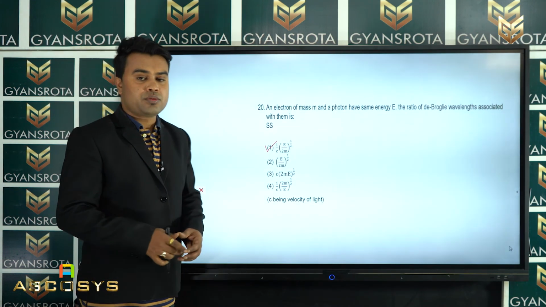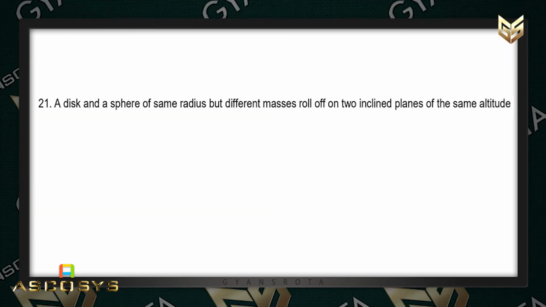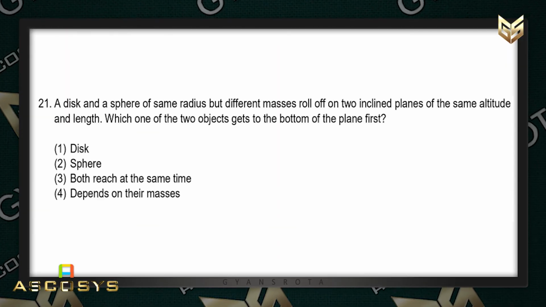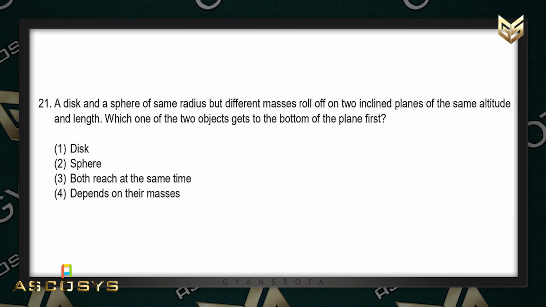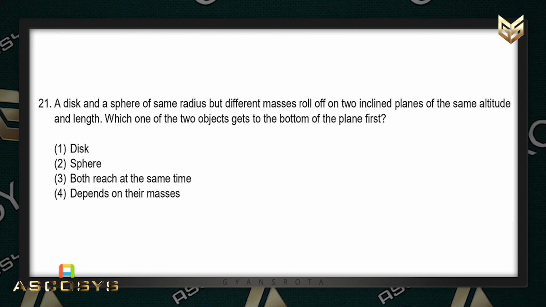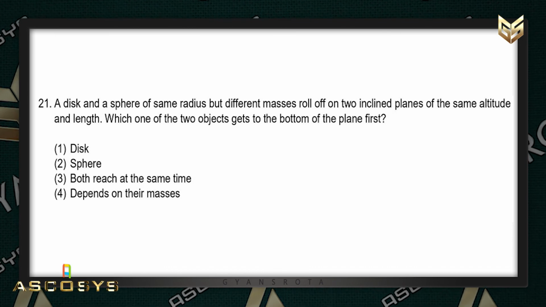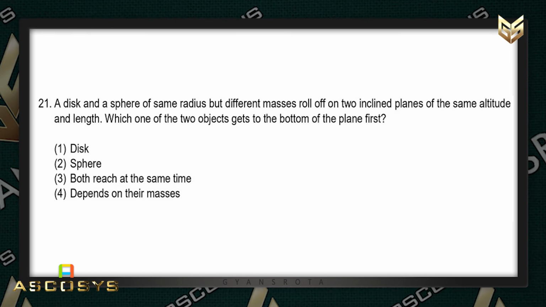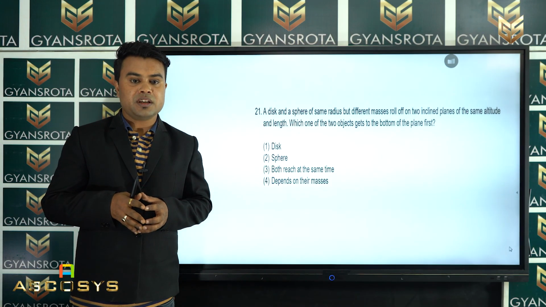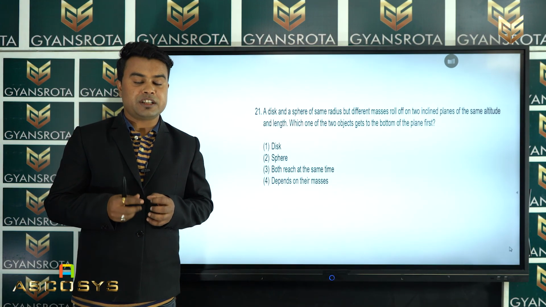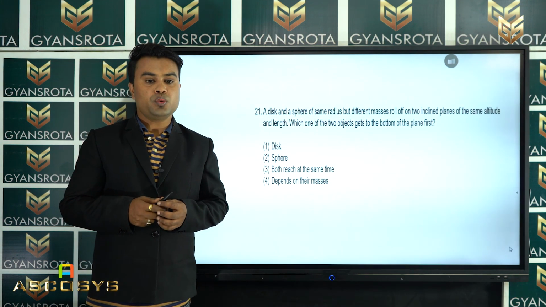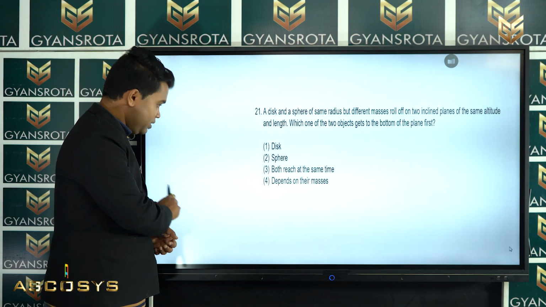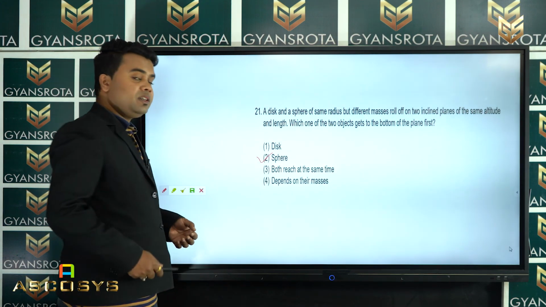Now let us move to the next question, that is question number 21. A disk and a sphere of the same radius but different masses roll off two inclined planes of the same altitude and length. Which one of the two objects gets to the bottom of the plane first? If you take a disk and a sphere, you will see that the sphere reaches the bottom first. So number 2, sphere, is the correct answer.